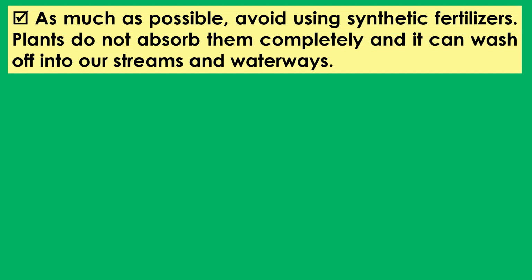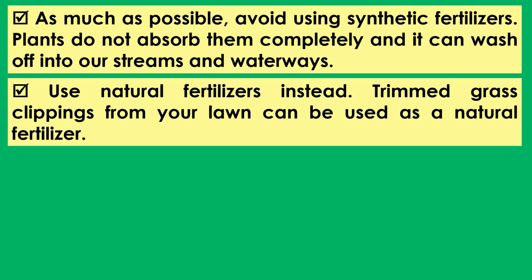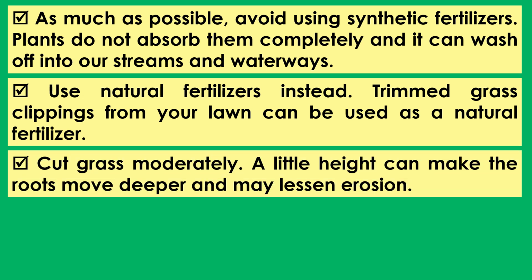As much as possible, avoid using synthetic fertilizers. Plants do not absorb them completely, and it can wash off into our streams and waterways. Use natural fertilizers instead. Trimmed grass clippings from your lawn can be used as a natural fertilizer. Cut grass moderately. A little height can make the roots move deeper and may lessen erosion.